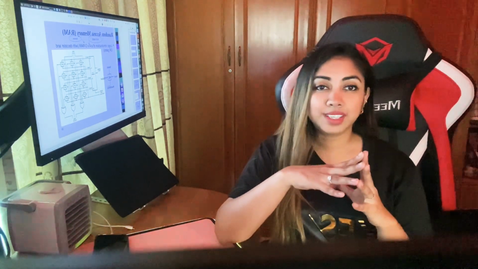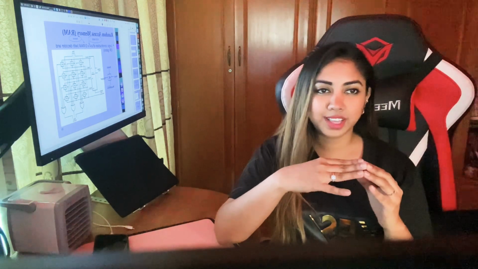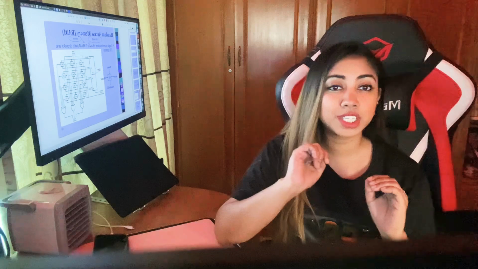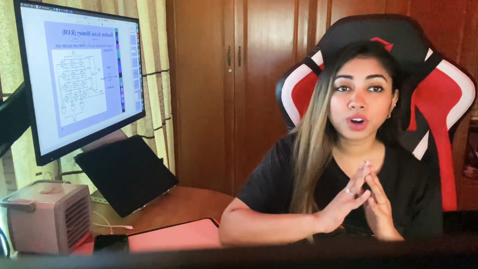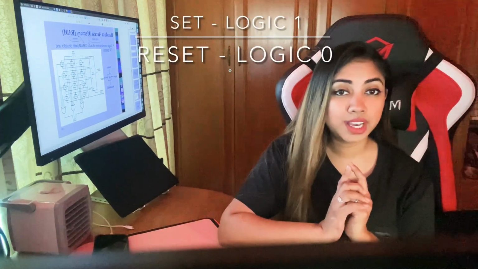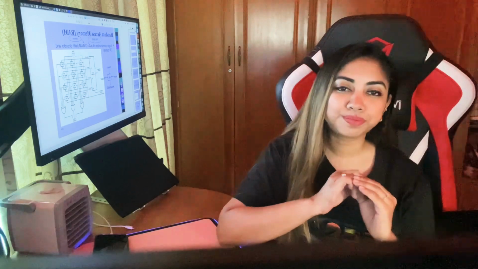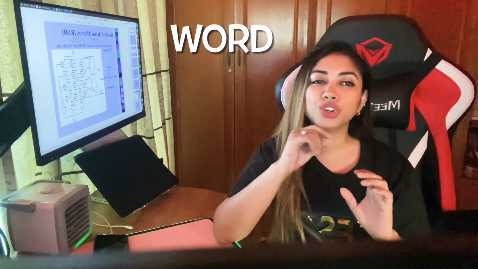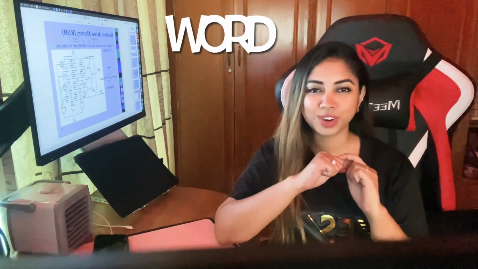This memory cell is an electronic circuit that stores one bit of binary information, and it must be set to store a logic 1 and reset to store a logic 0. Also, this unit stores binary information in groups of bits called words.